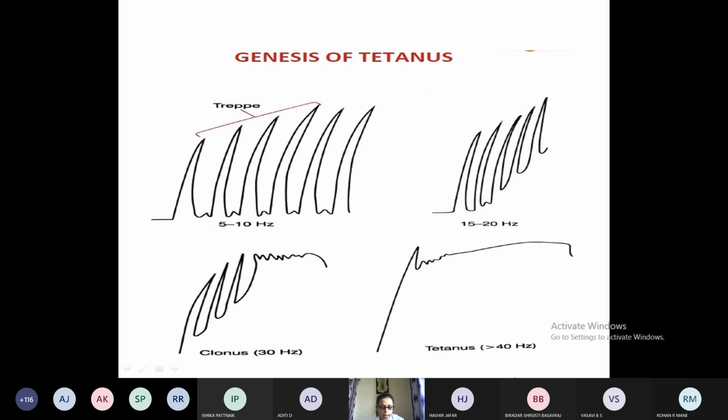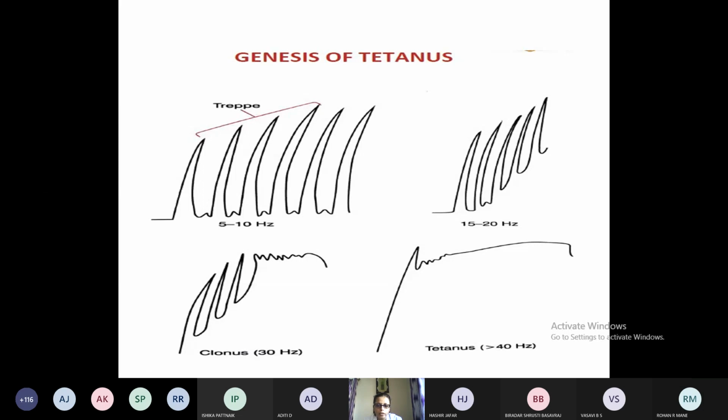You should also know the difference between tetanus, what is meant by contracture, and what is meant by rigor and rigor mortis. So tetanus you have learned. Whenever the second stimulus is applied during the contraction phase of the first stimulus, the muscle remains in a permanent state of contraction. This is called tetanus.